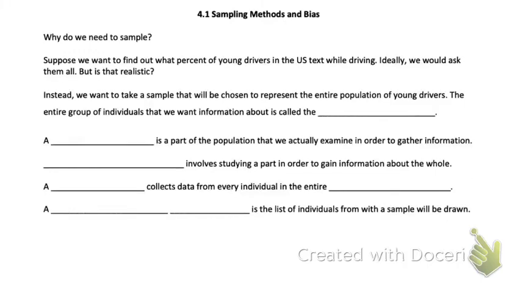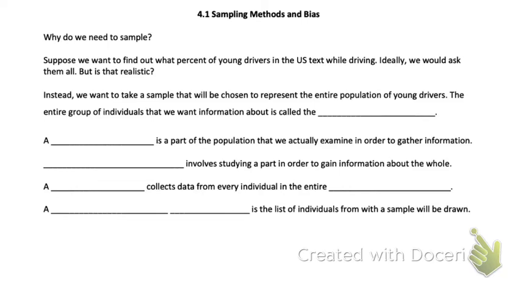Chapter 4 is all about sampling and experimentation in statistics. We're starting with sampling methods and bias. Why do we need to take samples, you guys? Yes, Danny? So we don't have to do the whole population. Yeah, absolutely. So here's the deal.